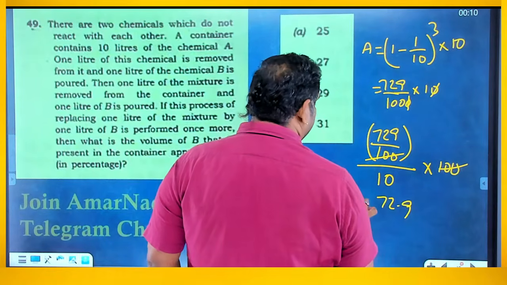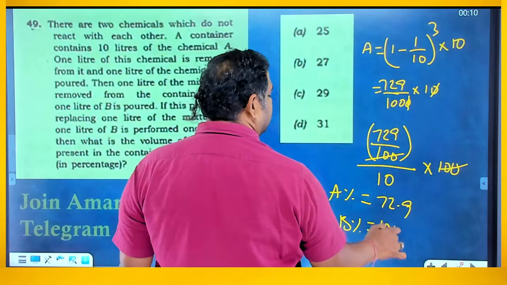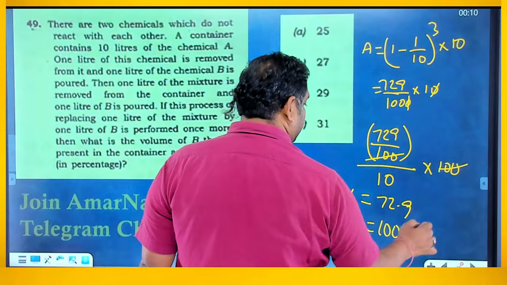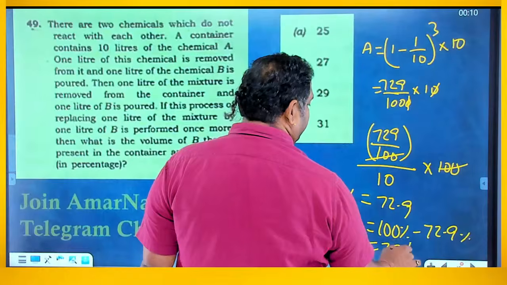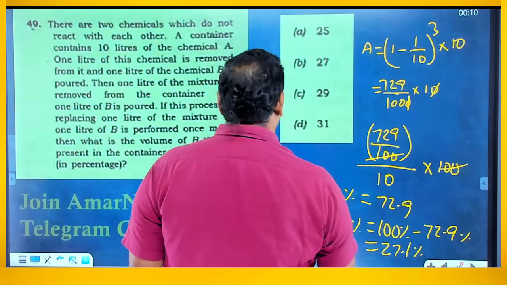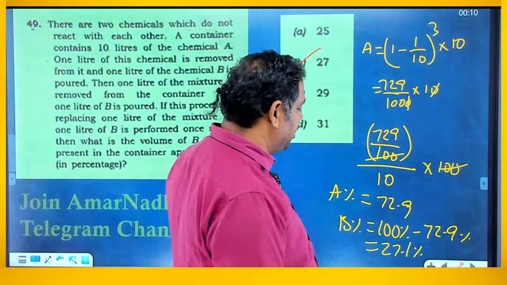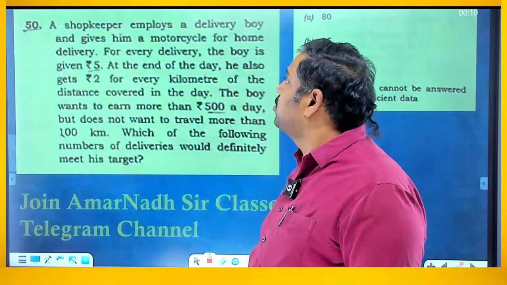This is A's concentration. He is not asking about A's concentration. He is asking about B's. Total is 100 percentage. You have to subtract 72.9 percentage. That equals 27.1 percentage. So approximately the best approximation for the question is 27 percentage. Am I clear, all of you? Right. To the next beautiful question.